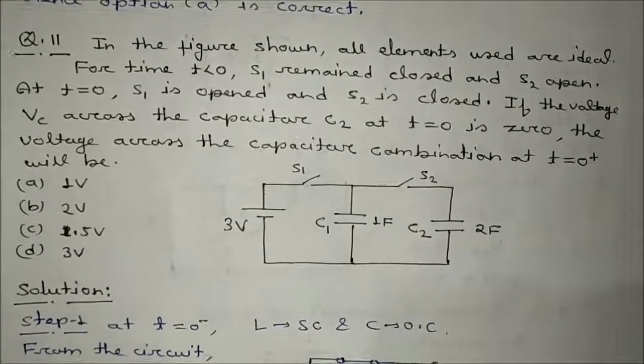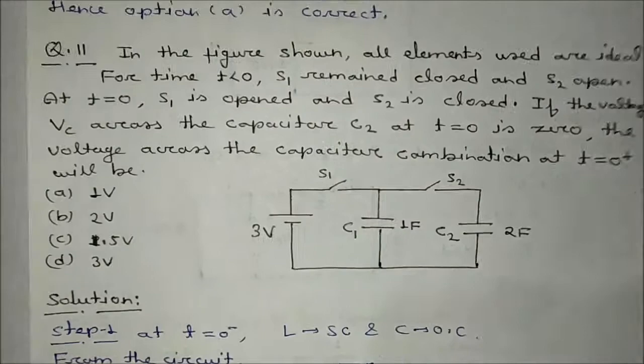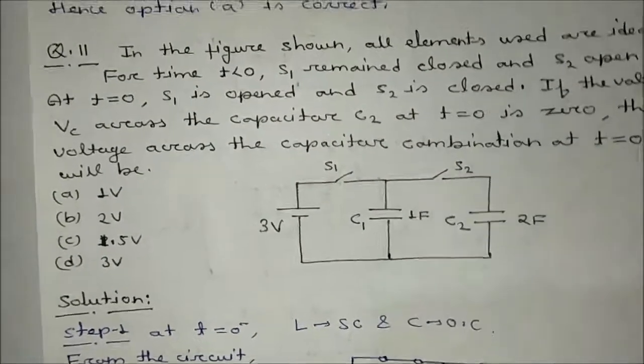So now I have completed 10 problems. Now the 11th one is what? In this figure shown, all elements used are ideal. For time t less than 0, S1 remained closed. Sorry, this problem cannot be solved using this section. We will discuss it later when we discuss some exceptional cases in transient analysis. Then we will discuss this problem in the later section.